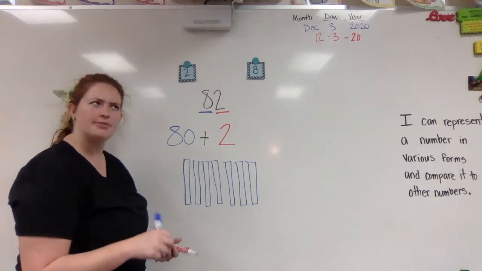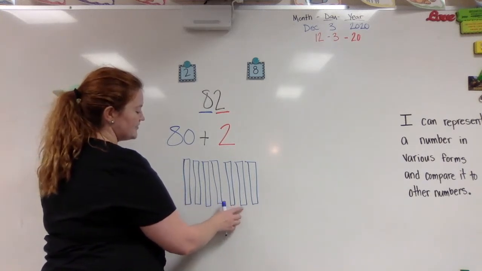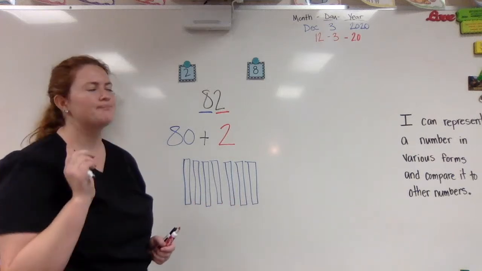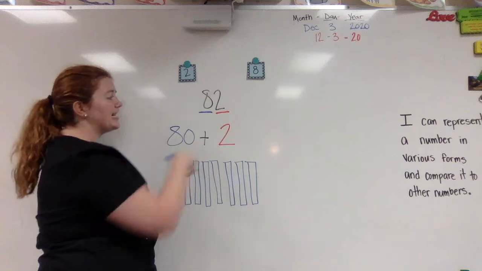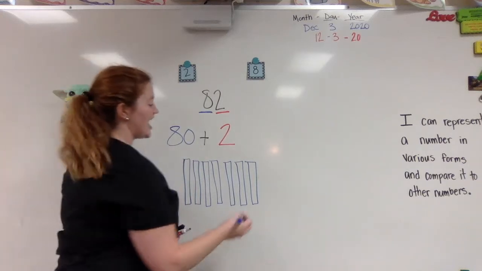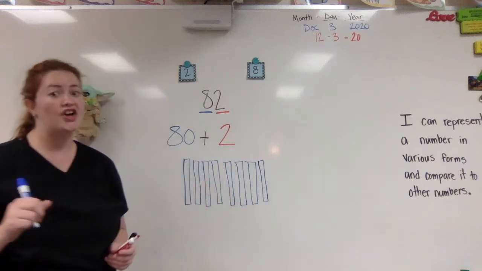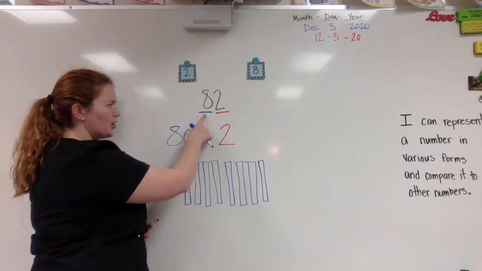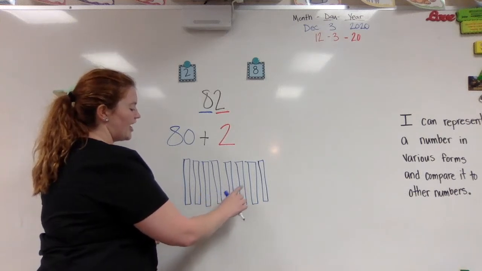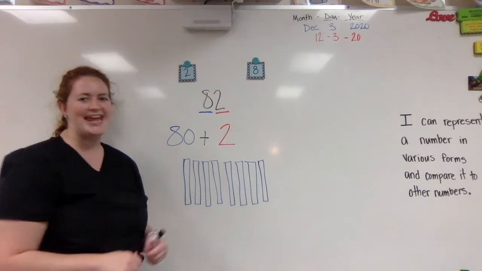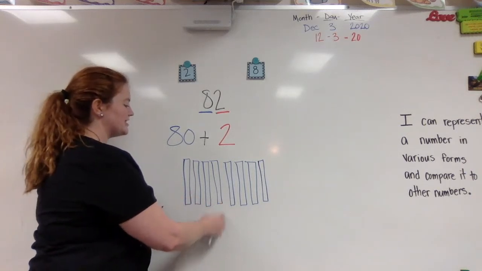Let me go back and double check. Do I have enough? 1, 2, 3, 4, 5, 6, 7. Oh, I don't. It's a good thing I went back and double checked. Sometimes when you're getting these numbers that have a lot of tens, it is easy to accidentally put too many tens or not enough. Let me check. I'm supposed to have 8 tens. 1, 2, 3, 4, 5, 6, 7, 8. Perfect. I also have a little gap in between the tens.